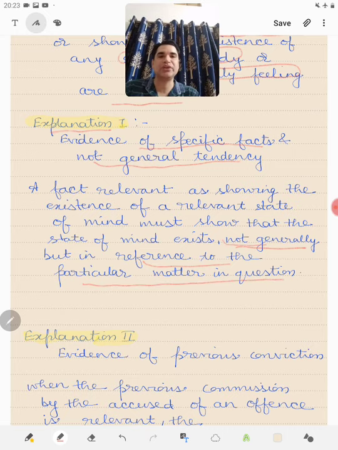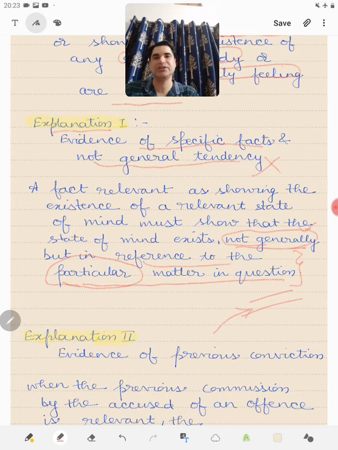So what we are going to take as relevant is not the general tendency. For example, a person has a nature of generally being very angry. That will not be relevant under this section. But if, in reference to a particular matter, it is shown that at that point of time when he did it he was very angry, that will show his state of mind. So the general tendency is not relevant under section 14. The specific or particular tendency is what is relevant. That is what is said in explanation 1.